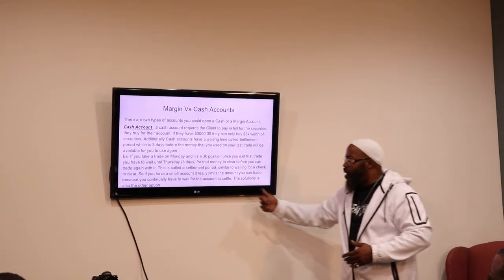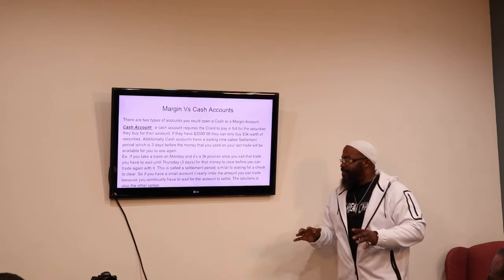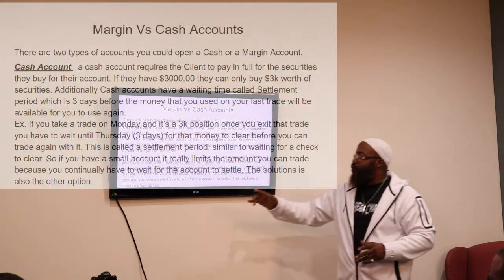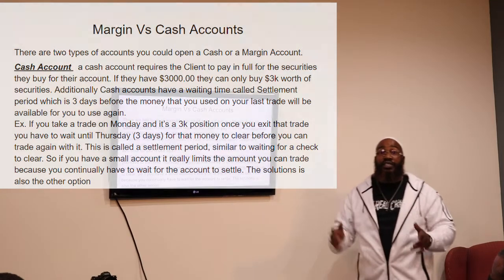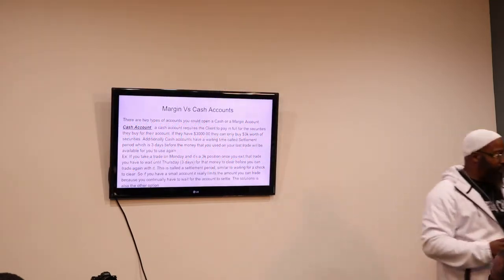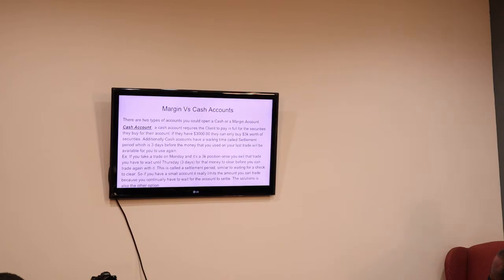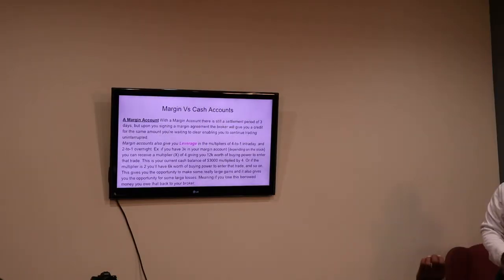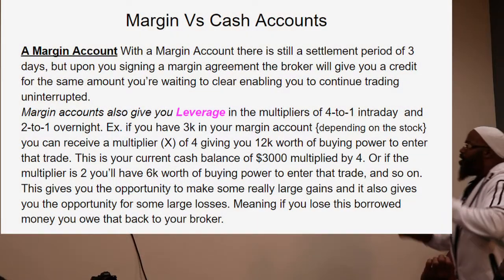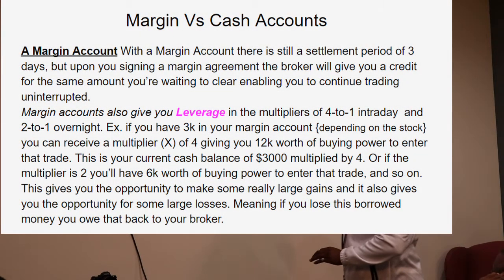So if you have a really small account, it really limits the amount you can trade because you continually will have to wait for that account to settle. Now, the solution to this is also the other option. That's the margin account. Now, a margin account, there's still a settlement period of 3 days.